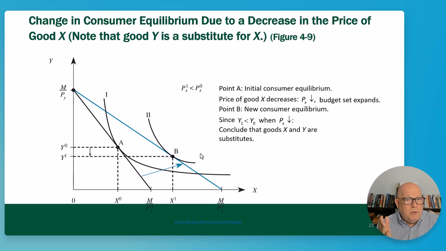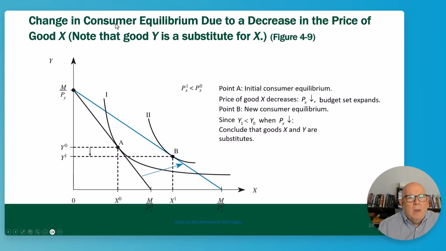So we have a choice between buying X and Y. We have certain preferences between X and Y. And so initially, assuming no price change, we are at this black line here. So we've got the budget line, we've got the indifference curve. So the optimal point for the consumer is point A, where we buy X0 units of X and Y0 units of Y.